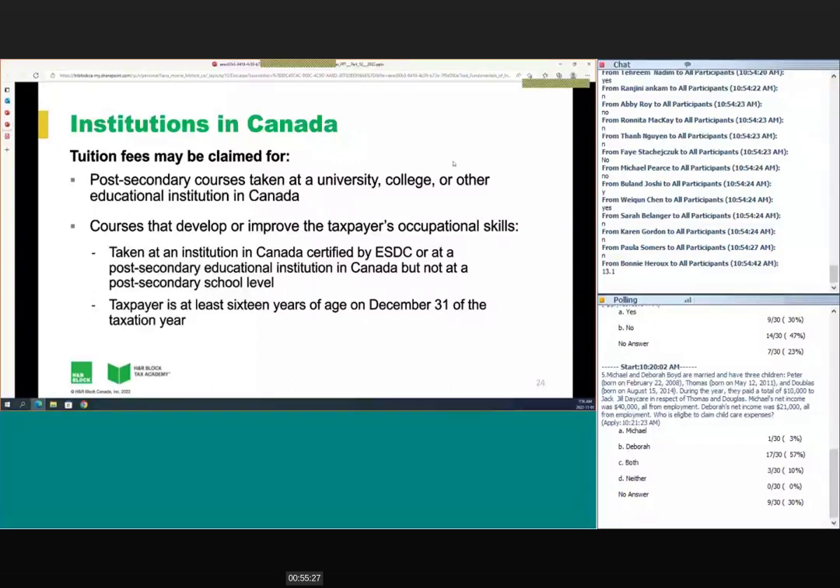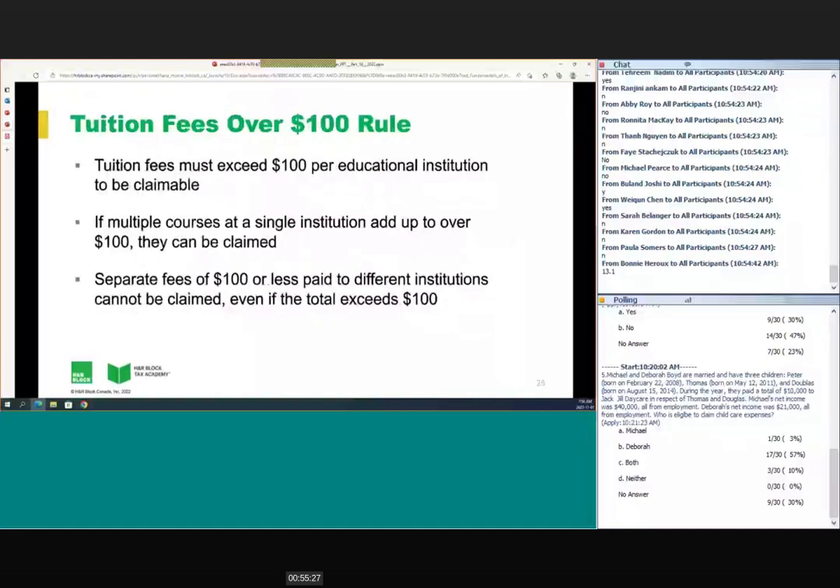All right, so tuition fees may be claimed for post-secondary courses taken at a university, college, or educational institution. And again, they're to develop or improve the taxpayer's occupational skills. I think we already did that. Tuition fees have a rule that they have to be over $100. So tuition fees must exceed $100 per educational institution to be claimable. If multiple courses at a single institution add up to over $100, then they can all be claimed. However, if you have separate fees of $100 or less paid to different institutions, it cannot be claimed.